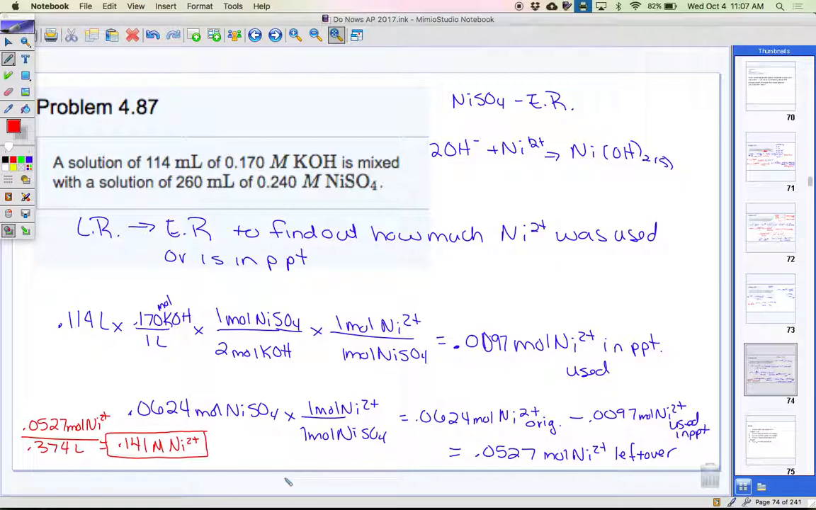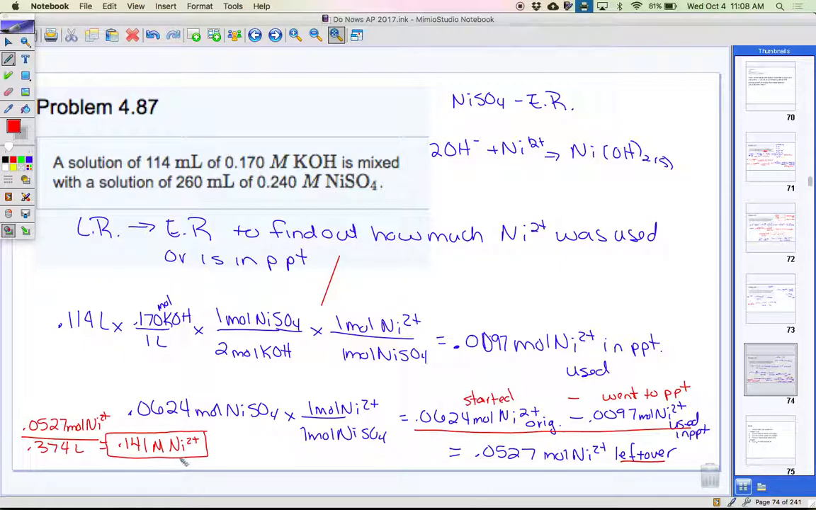All right. So does that help? Does that help a little bit? I'm confused how you got the 0.0527. Where is it? Oh, here. Subtracted. Is this what you started with? Yeah, it's what you started with, but you have to put it in moles. It's what you started with minus what you used, what went into the precipitate. And that's what gave you how much is left over. And then you have to do that in the liters to find the molarity. Correct.